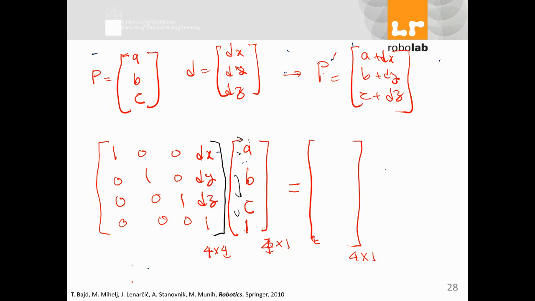So if I multiply them together, you see it will be 1 times A plus 0 times B plus 0 times C plus dx times 1, which would become A plus dx. Magic, huh? See? Same component. All right.